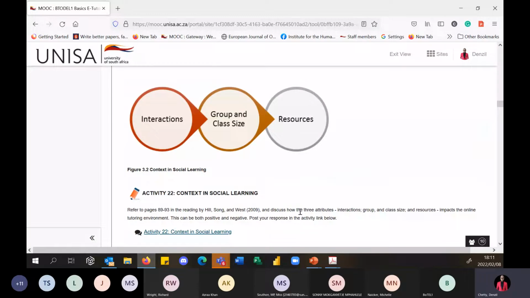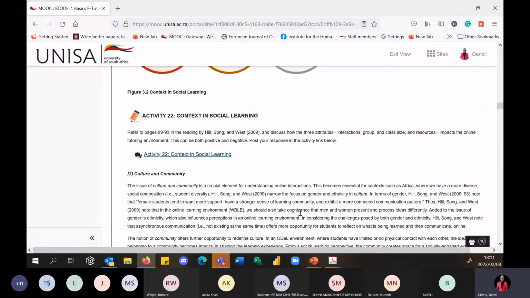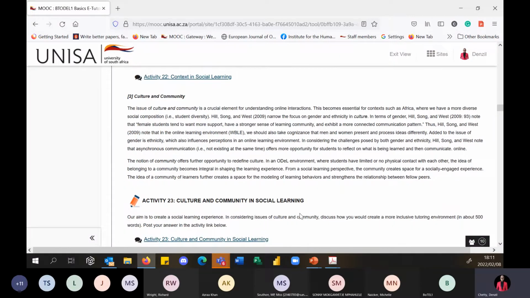Now, the second one is culture and community. When we talk of culture and community, we talk about context. For example, in Africa, we talk about diverse social composition, different cultures, different races. In addition, we also talk about the gender disparities that exist in these spaces. What that means is that when you talk about the notion of community, you have to be conscious of these elements as part of your tutoring space.